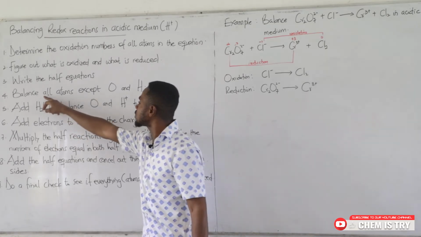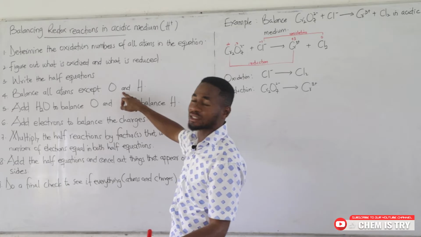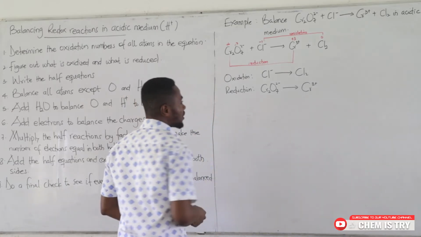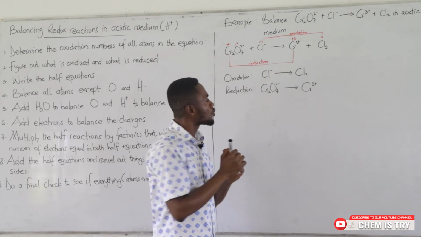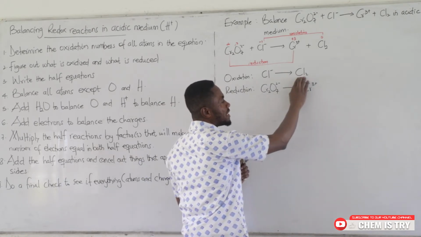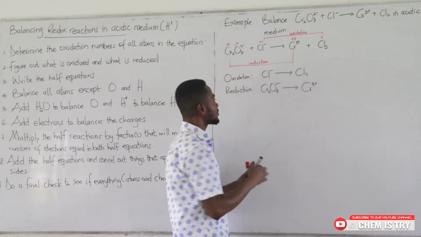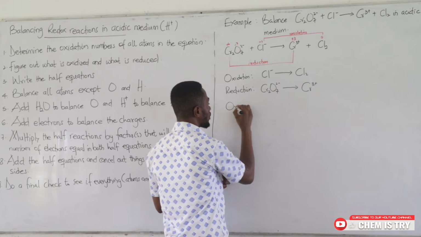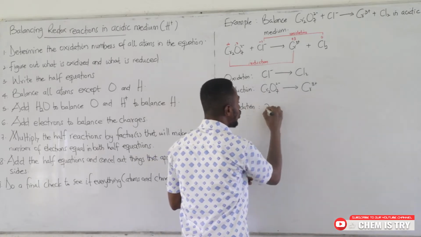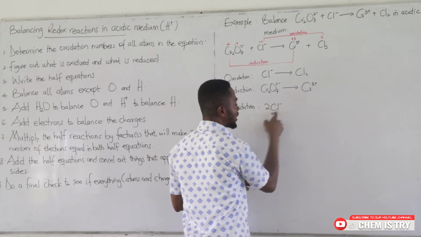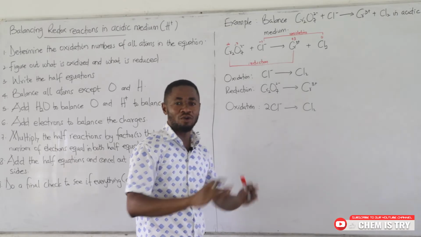We are supposed to balance all atoms with the exception of oxygen and hydrogen. Now, let's look at the oxidation half reaction. We have 2 atoms of chlorine here, and we have only 1 over here. So how do we balance it? In our oxidation half reaction, we put 2 here to make the chlorine 2 at this side and 2 chlorine atoms at that side. So the chlorine is now balanced.